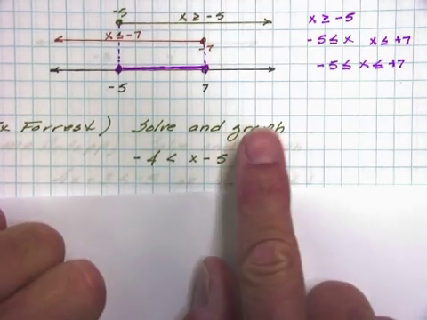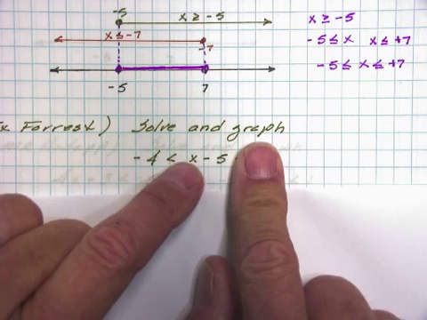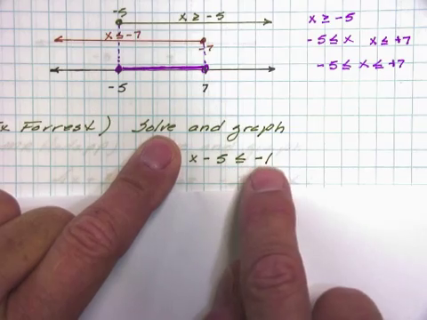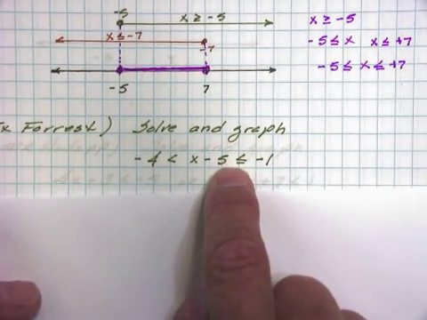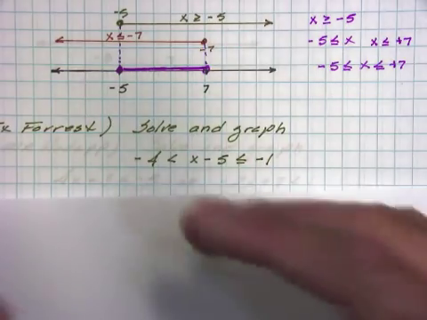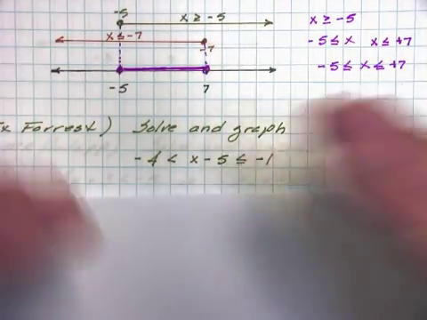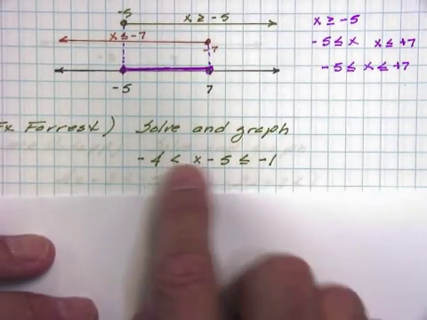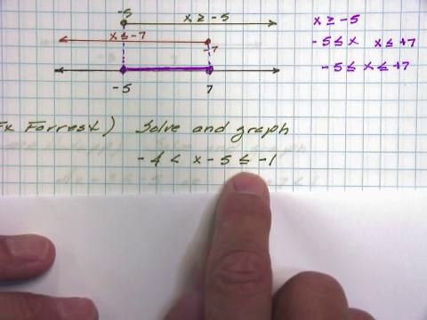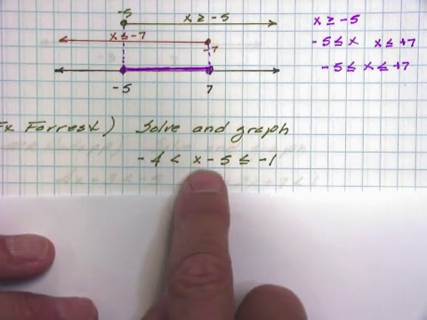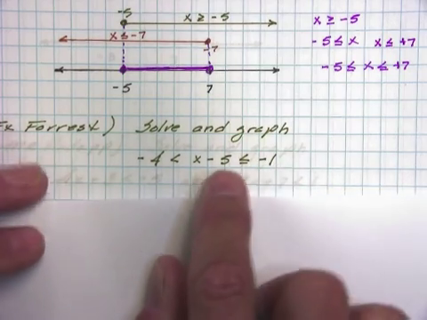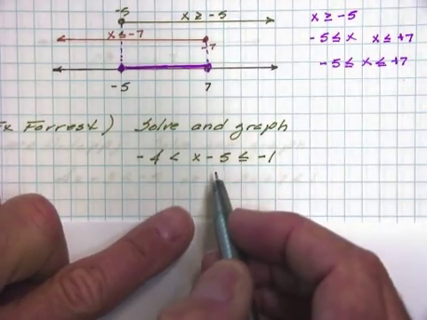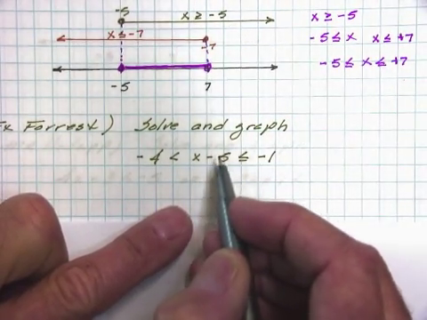You've got -4 is less than x minus 5, and you also have x minus 5 is less than or equal to -1. And we want to solve and graph this. Well, when we were doing equations, we talked about there being a left side and a right side of the equal sign. Well, here we have two statements, inequalities. We have three sides. We have the left, the middle, and the right. So anything we do, we have to do to all three.